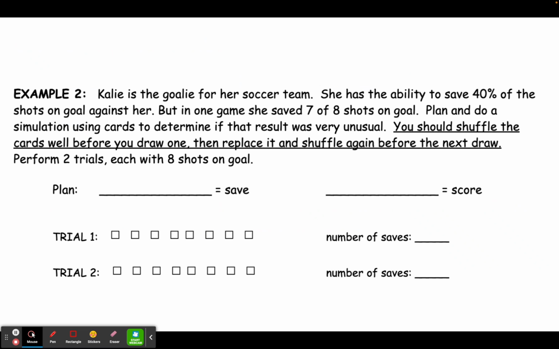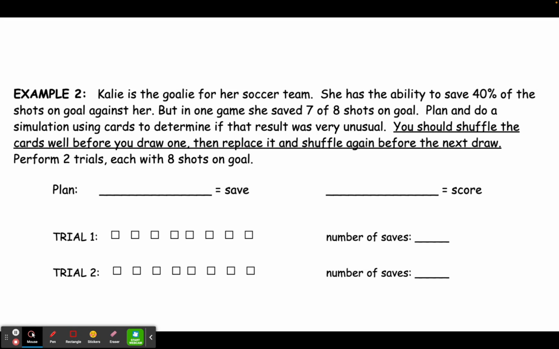Now, in example 2, we're going to illustrate how to do a simulation with cards. We have a soccer goalie who is named Kaylee, and she's claiming that she has the ability to save 40% of the shots on goal against her. So that's not a great percentage, but maybe nobody else on the team is able to play goalie, and she's the best one that they have.